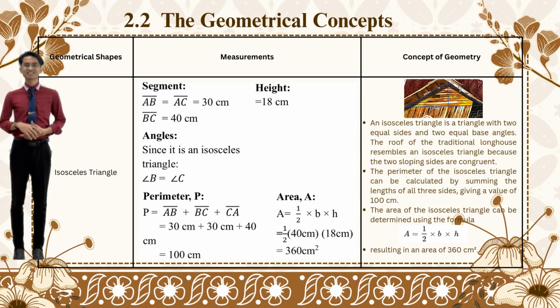An isosceles triangle is a triangle with two equal sides and two equal base angles. The roof of the traditional longhouse resembles an isosceles triangle because their two sloping sides are congruent. The perimeter of the isosceles triangle can be calculated by summing the length of all three sides, giving a value of 100 cm. The area of the isosceles triangle can be determined using the formula area equal to 1 over 2 times base times height, resulting in an area of 360 centimeters squared.